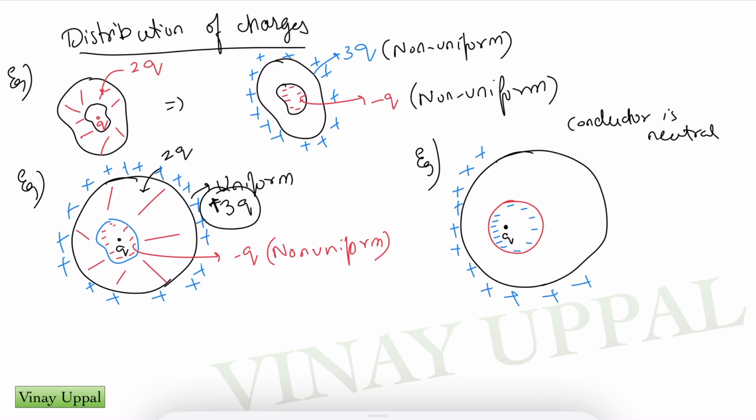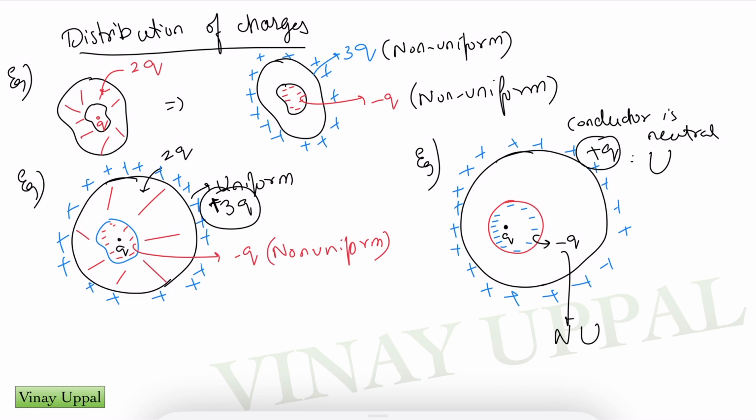Because the conductor is neutral, the total charge should be 0. So inner surface would be minus q and outer surface would be plus q. So this minus q will be non-uniformly distributed. I'm just using shorthand NU for non-uniform. And plus q on the outer surface would be uniformly distributed because the surface is spherical.